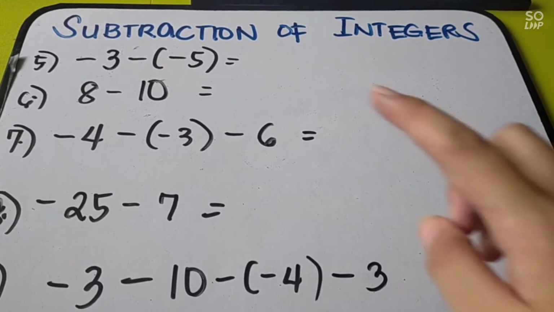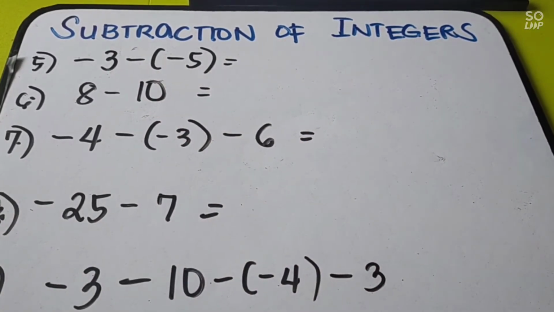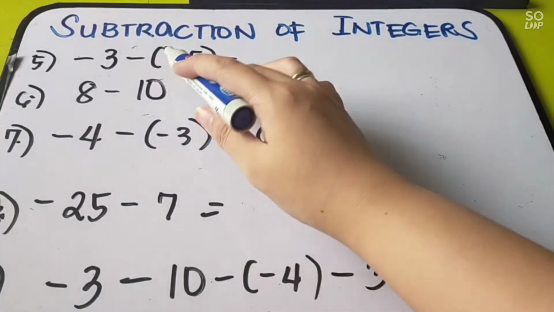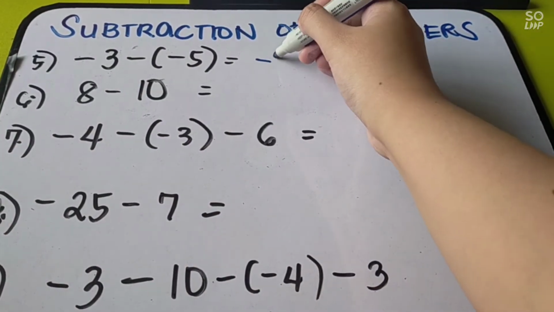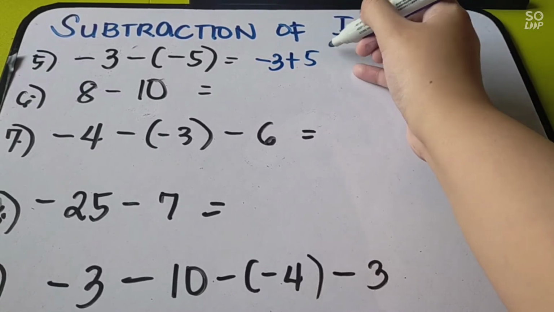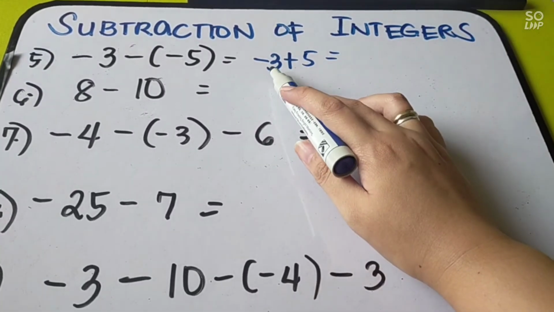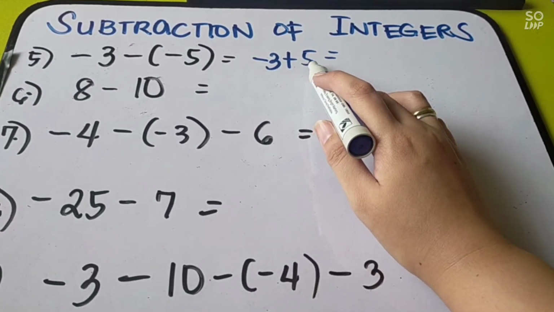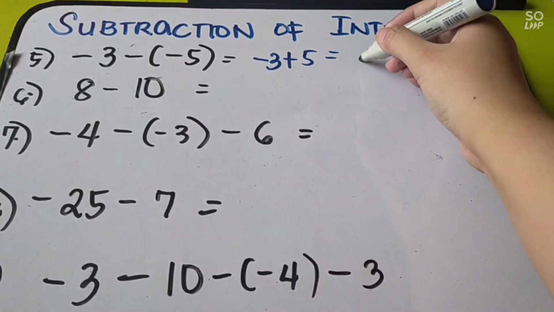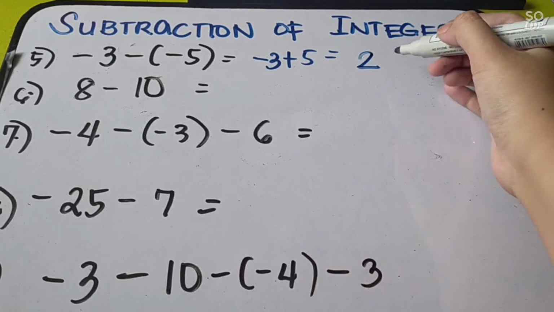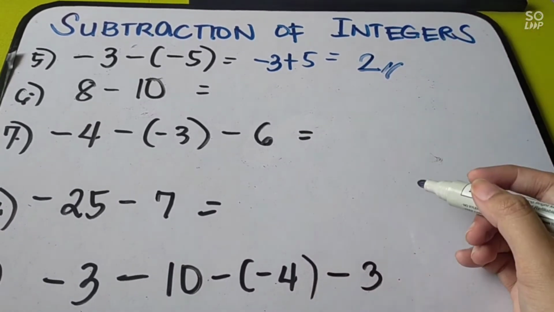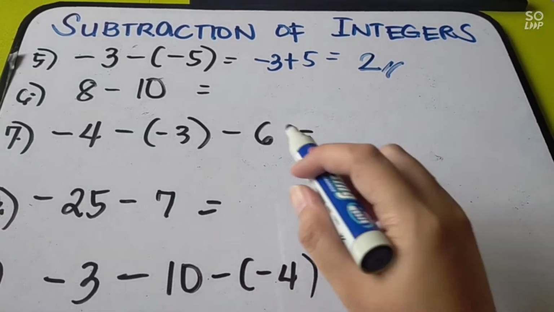Number 5. Negative 3 minus negative 5. So, meron tayong dalawang negative na magkatabi. You may change it into positive. So, negative 3 plus 5. So, different sign. Isang negative, isang positive. We are going to subtract 5 minus 3. The answer is 2. What's the higher number? We have 5, which is positive. Dapat ang sagot mo, positive 2. Is it clear? Next tayo.